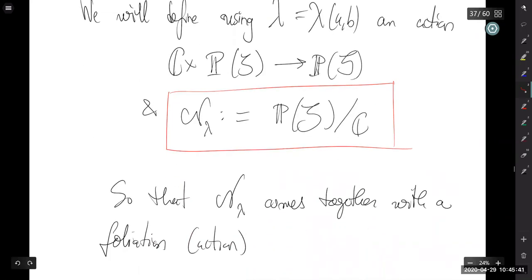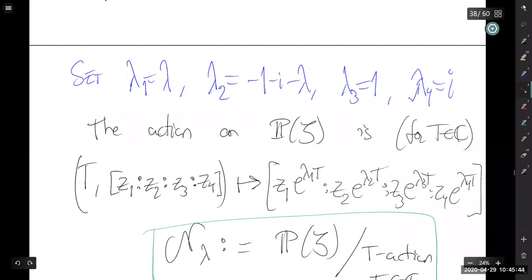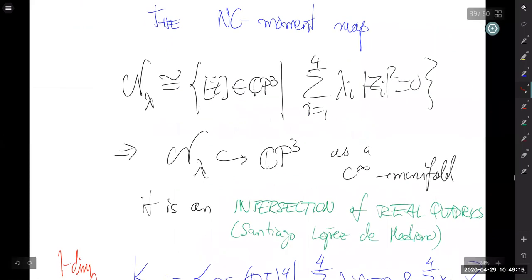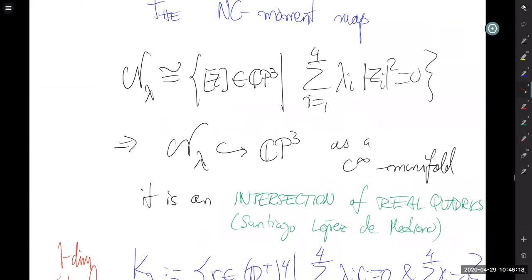And sometimes the quotient will be non-Hausdorff, and I will have to do these stacks. So if I set lambda 1, lambda 2, lambda 3, and lambda 4 in this way, notice that these are parameter free. The action is given by this. I can write the explicit formula of the action. And so the manifold becomes this projective by this action. That is what this manifold becomes. And it's very easy, by taking Lagrange multipliers, to see that N can be written like this, giving you the promised embedding into CP3.